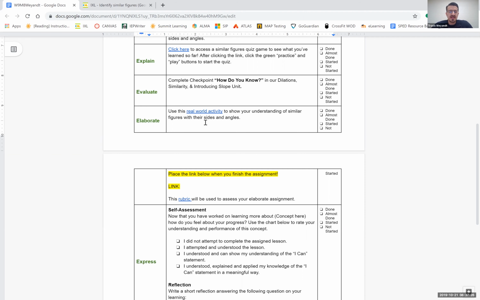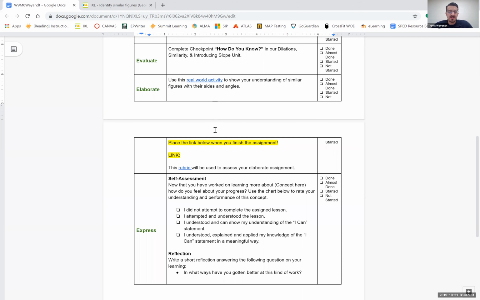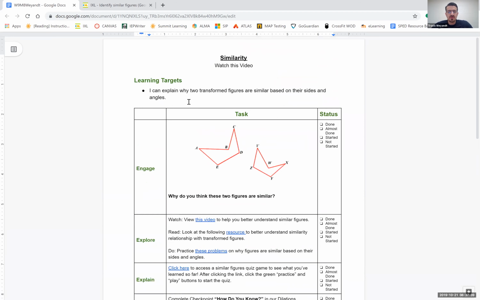But in that activity, think of why are these things similar, or what is the similarity? What is the importance of the similarity in this example? And be able to go back and answer that learning target: I can explain with confidence two transformed figures are similar based on their sides and angles.